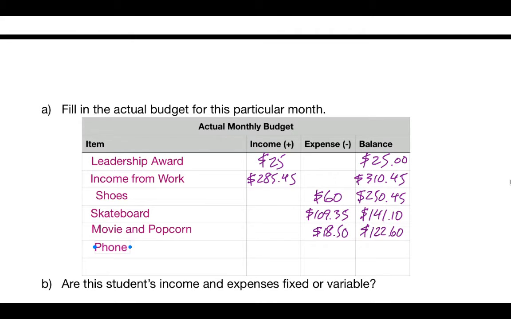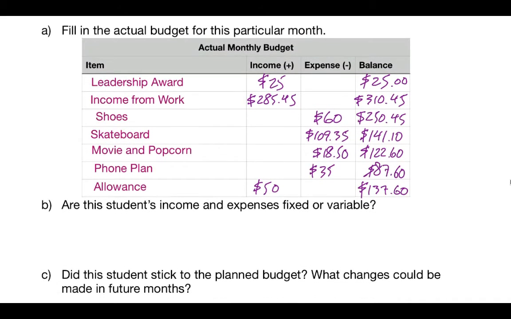And next we've got the phone plan. And the phone plan was $35. So if we subtract that from $122.60, we're left with $87.60. And finally, there is the allowance. And the allowance is $50, and that's on the income side. So I add that to the $87.60, and we have $137.60.